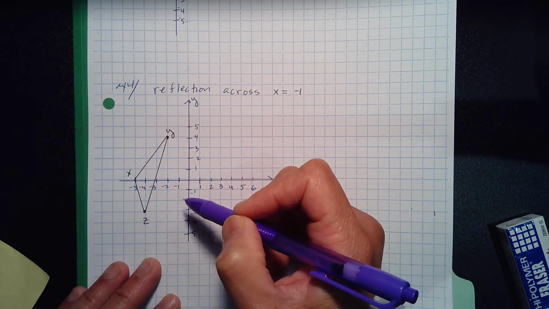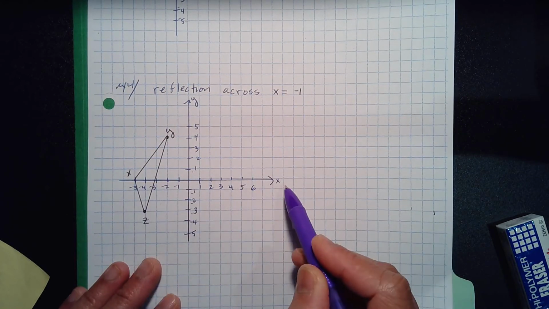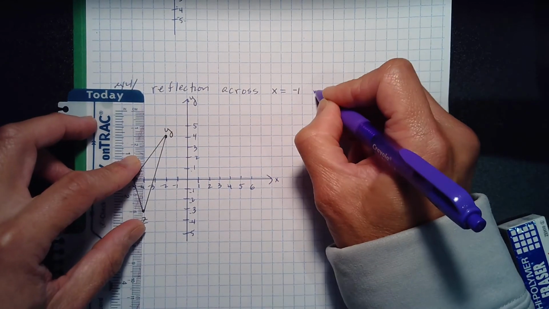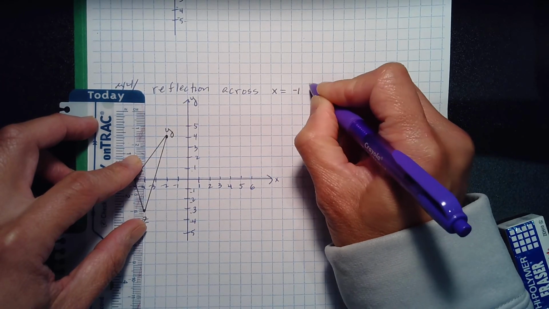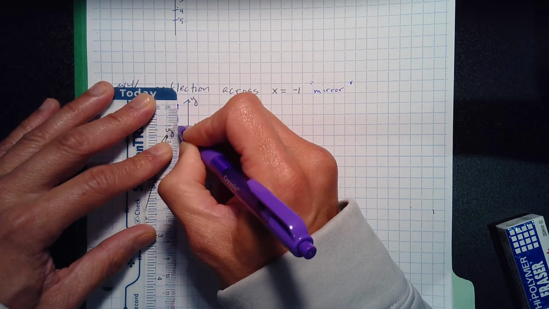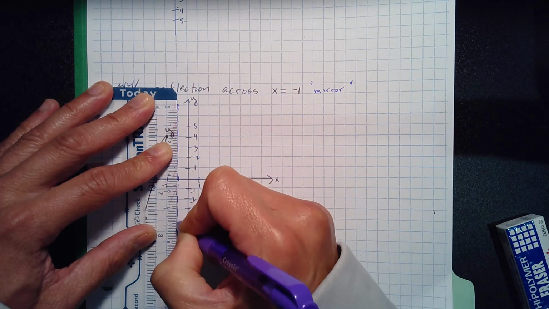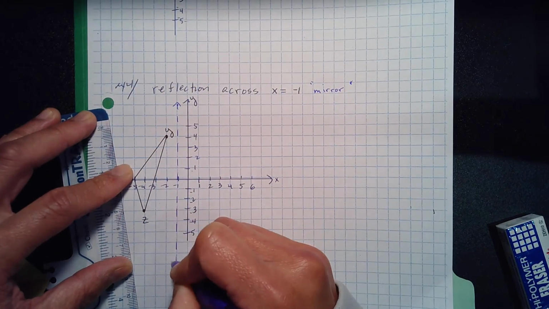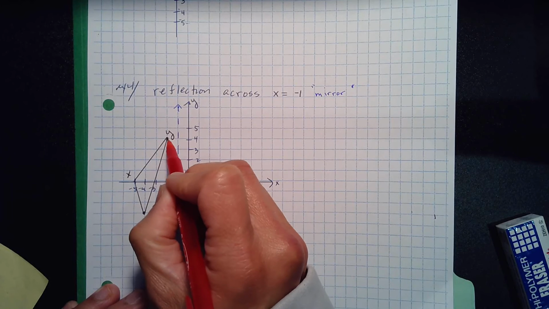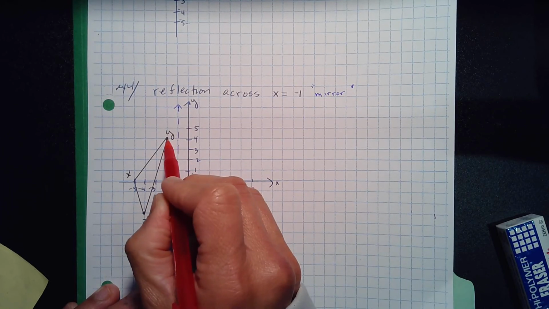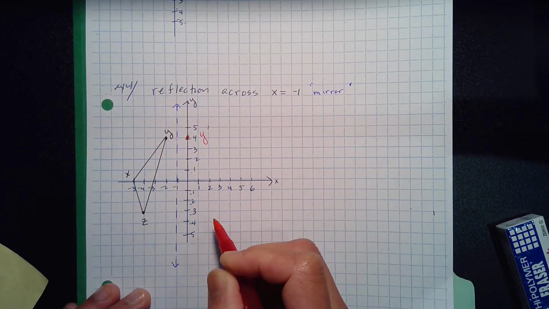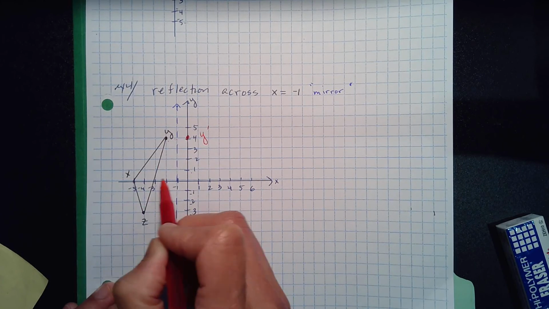So now it's x. Here's the x-axis. On the x-axis, there's -1. So this is our mirror, x equals -1. So we're going to find y prime. So from here to here, it's only 1 unit. So we count, this is 1, 1. Y prime. Here's x. Count from the mirror.